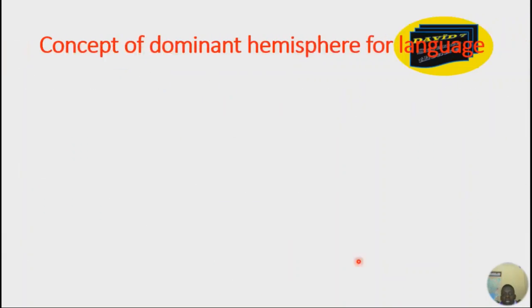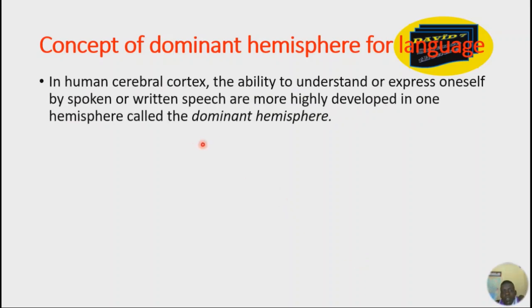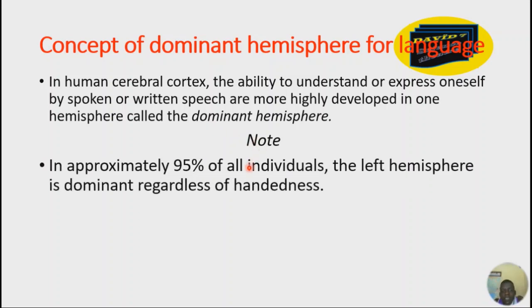Alright. Let's talk about the concept of dominant hemisphere for language. Okay, this is always asked. Look at this. In the human cerebral cortex, the ability to understand or express oneself by spoken or written speech is more highly developed in one hemisphere, and this is what we call the dominant hemisphere. Highly developed in only one hemisphere. So note this. In 95% of individuals, the left hemisphere is dominant regardless of handedness. Yes, even if the person is left-handed, you will find that the dominant hemisphere is also left. So that is a high chance.